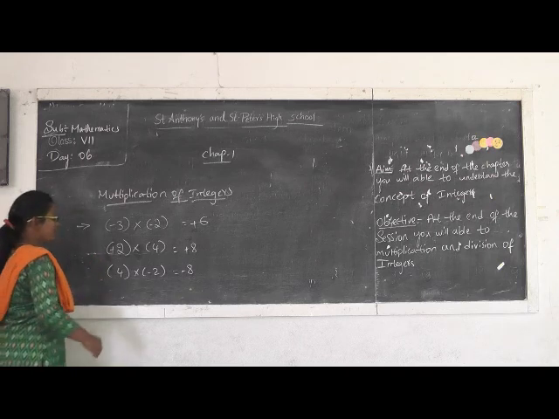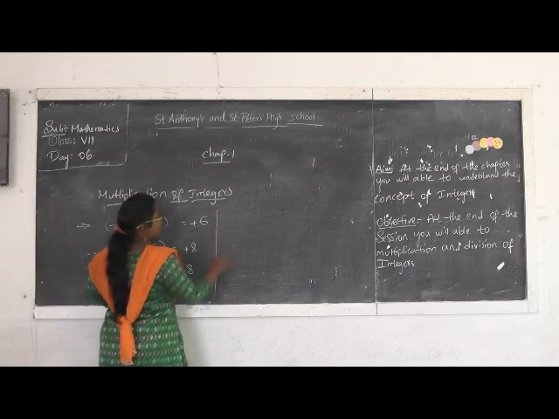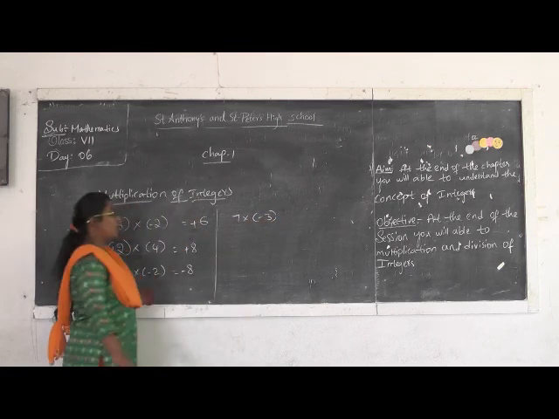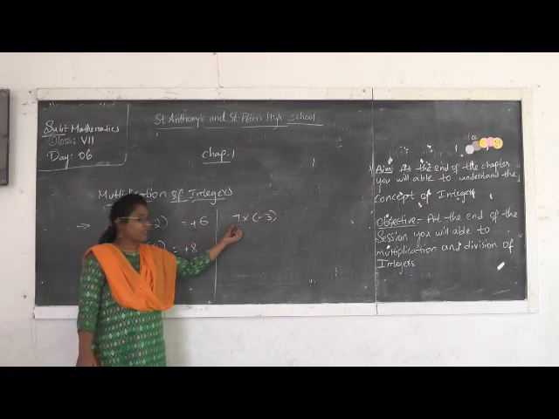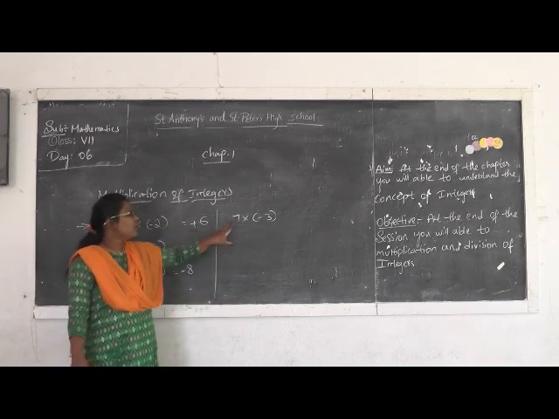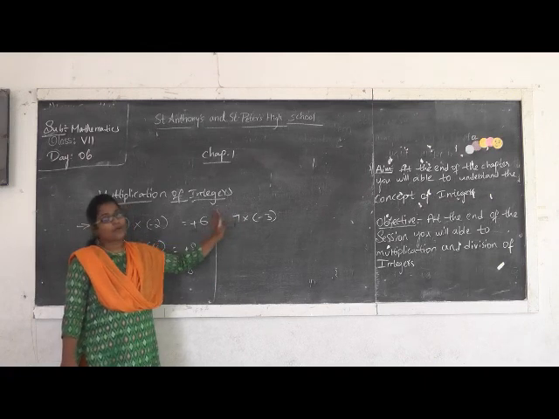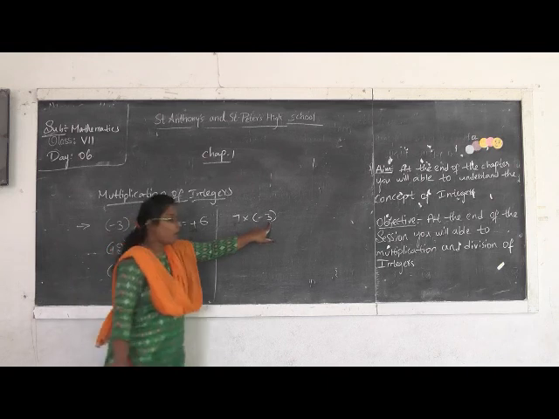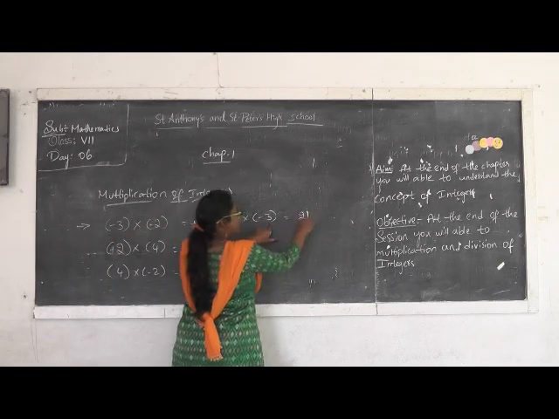Now, let me take one more example. 7 into minus 3. Here also 7 is a positive integer and 3 is a negative integer. So, what do we have to do in the first step? First we have to multiply the numerical terms. 7 threes are 21. So we write 21 here.